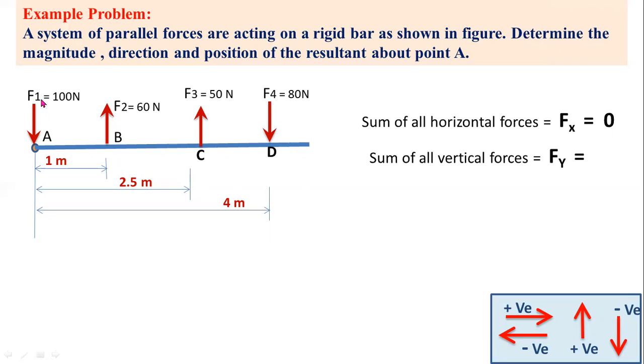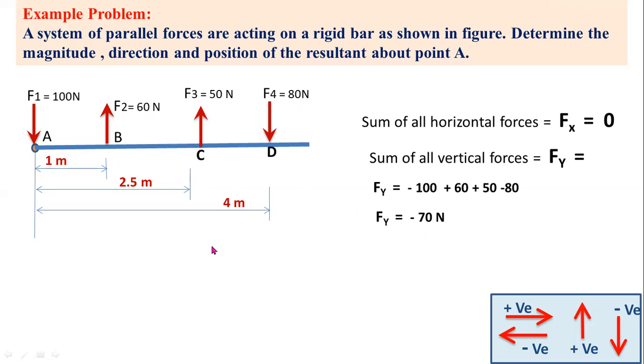Sorry, minus 100 plus 60 plus 50 minus 80. Okay, minus 100 plus 60 plus 50 minus 80. For upward direction, you have to consider positive side. For downward direction, you have to consider negative side. So this is the Fy equal to minus 70 newtons.